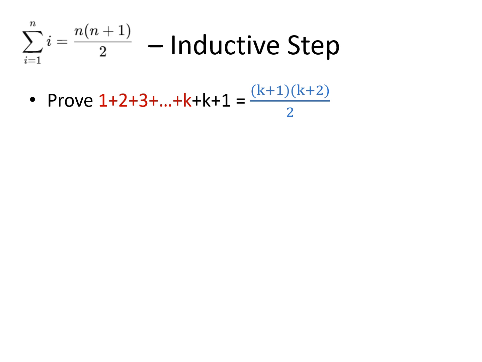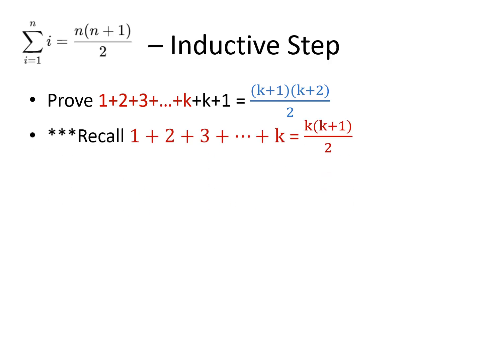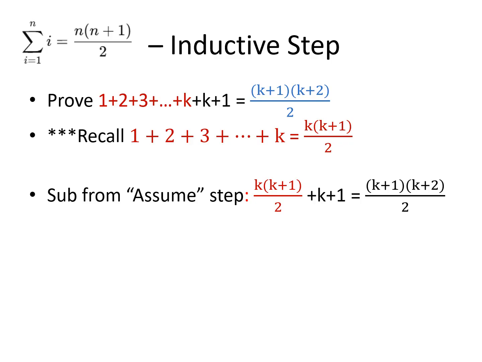So our job is to make the left-hand side look like the right-hand side. Now recall that we've already shown, or we've already assumed, that 1 plus 2 plus 3 plus blah, blah, blah plus k is equal to k times k plus 1 divided by 2. So we can just do a substitution. So we're going to replace that. And so now that we have k times k plus 1 divided by 2 plus that extra k plus 1, we're trying to show that that is equal to k plus 1 times k plus 2 all over 2. And that's the thing that gets rid of the ellipses.